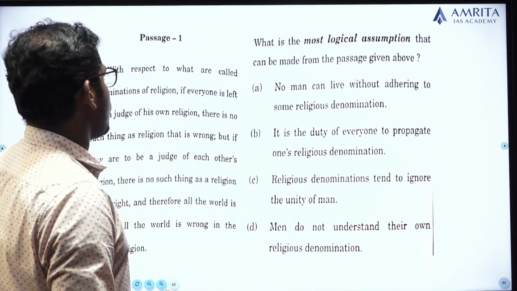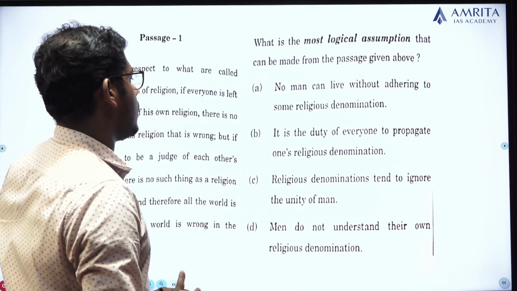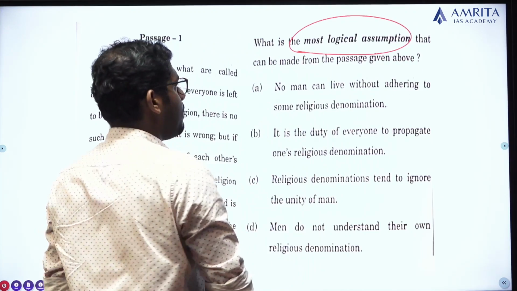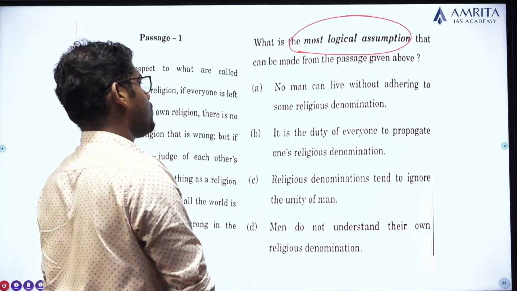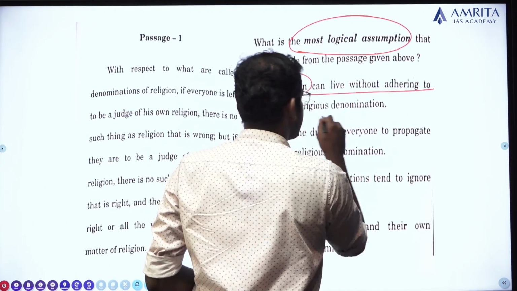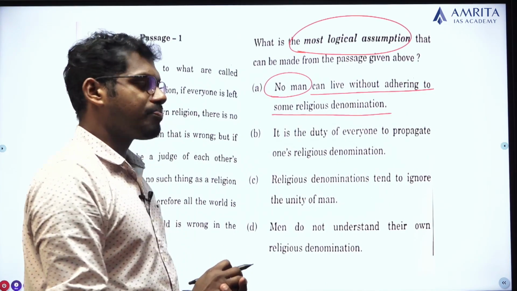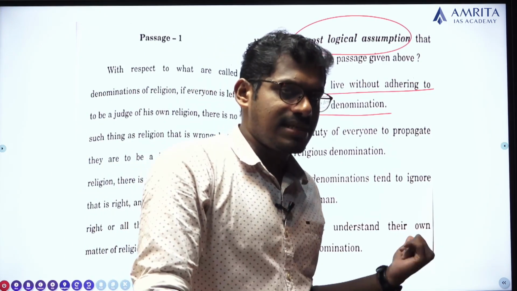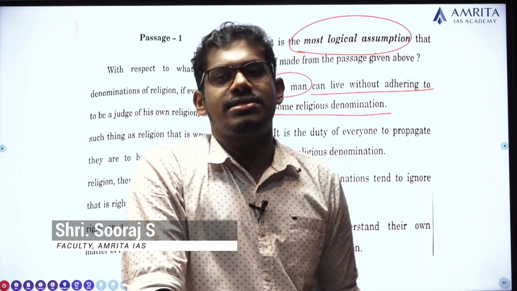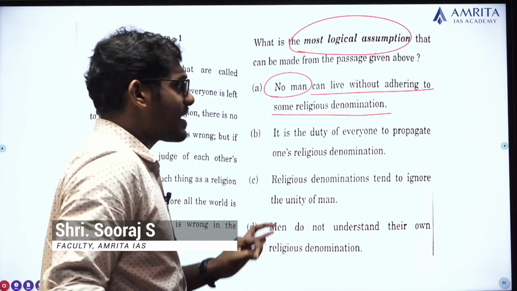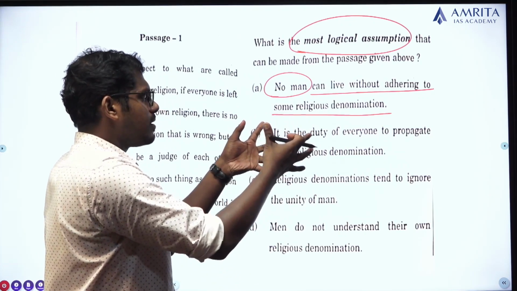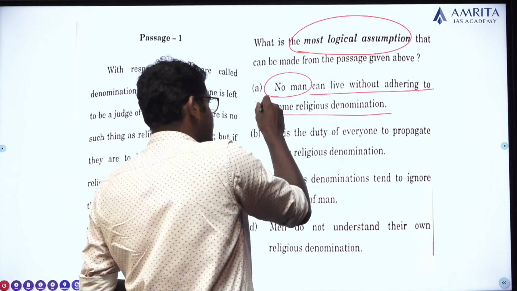Okay, same idea, same logic. We are leaving the passage. Read the question. What is the most logical assumption that can be made from the passage given above? The first one, no man can live without adhering to some religion denomination. The question says a man must adhere to any religious denomination. We cannot say so. We cannot expect such an idea. So I am taking this as incorrect.